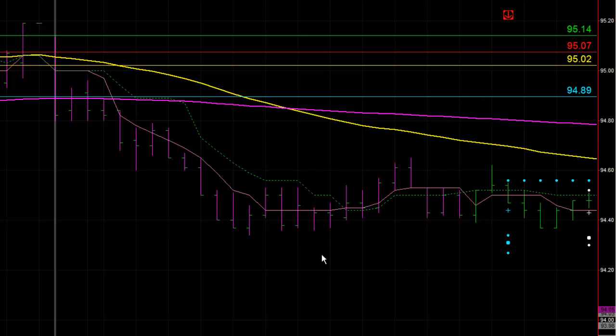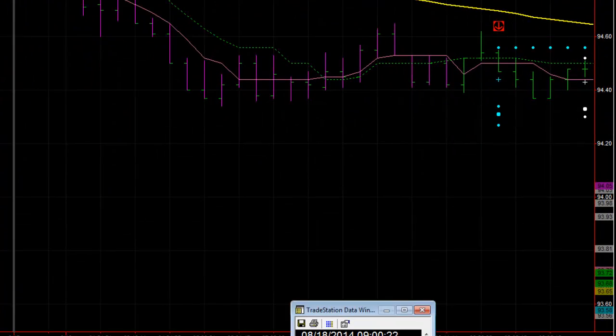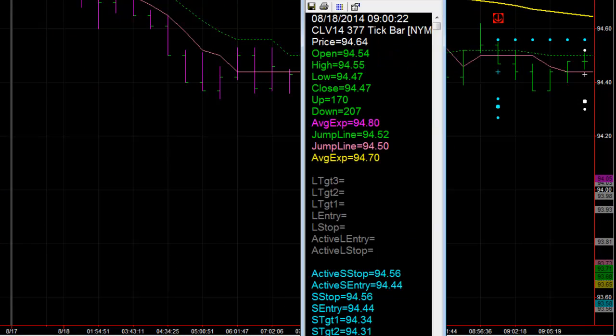I don't see any other signals on the chart, so the answer would be no. So the first setup we had is to go short right here. And I'll pull up the data window. Again, all these numbers will be in the data window. In the room, I like to go ahead and just throw the horizontal lines on the chart.